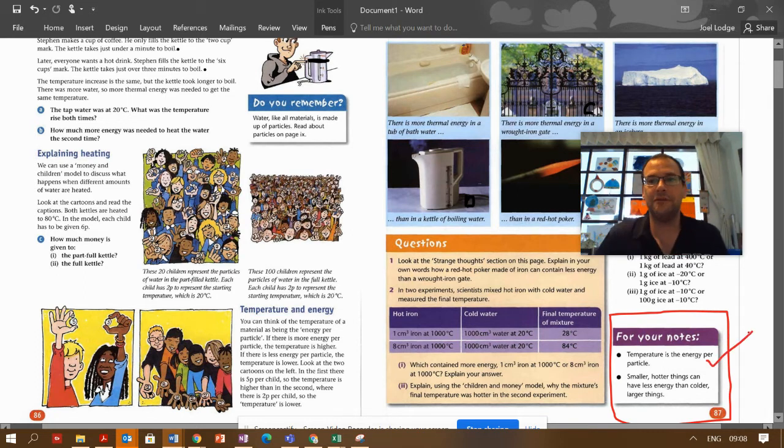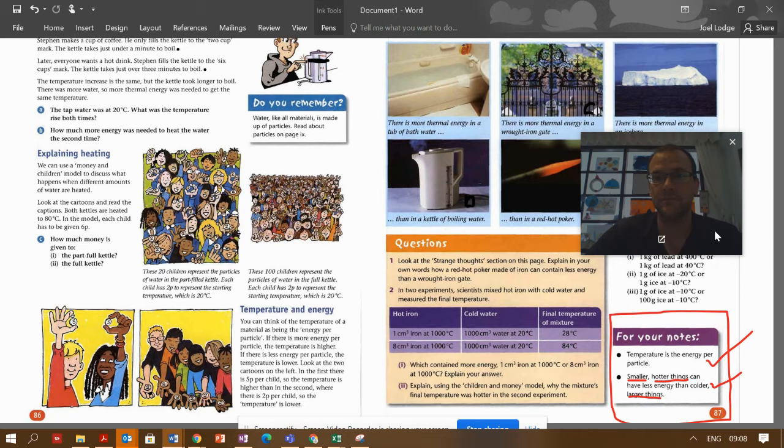So temperature is the average energy per particle. First note. All substances are made of particles. Water is made of water particles. Your table is made of particles. Iron is made of particles as well. And even though something might have really high temperature, if it's small, hotter things can have less energy than colder, larger things. Okay, so 2 points for your notes.